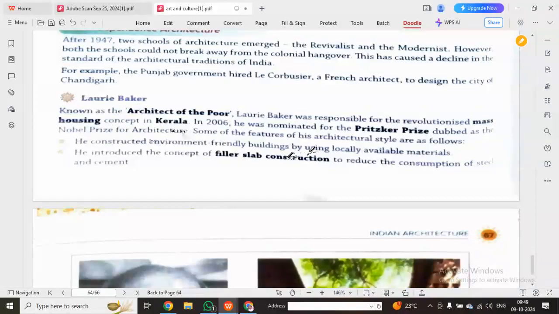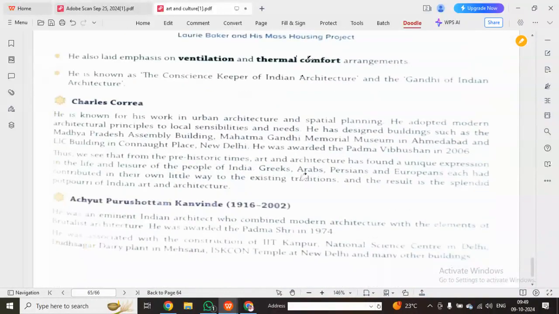Let's move on. Laurie Baker, known as the architect of the poor, was responsible for the revolutionized mass housing concept in Kerala. In 2006, he was nominated for the Pritzker Prize, dubbed as the Nobel Prize of Architecture. Similar to the Nobel Prize, but in architecture. He made environment friendly buildings. The concept of filler slab construction: instead of making the slab entirely of iron, you put it single single and fill the rest with cement. Both are saved. Mass housing project is his.